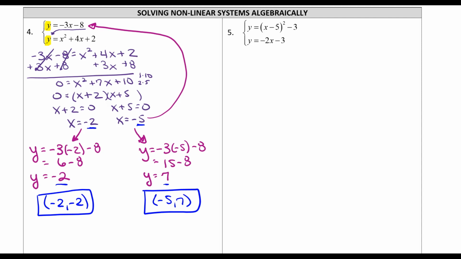Okay? So let's try number 5. Number 5, we have a quadratic and a linear again. So again, you're simply setting them equal. These are equal to y. So all you have to do is take this and plug it right there in for y.